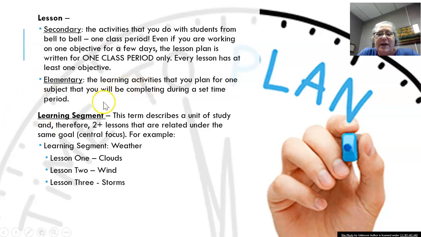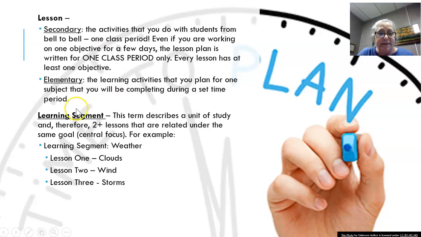Elementary, it's basically the same thing except you probably don't have bells. These are going to be the learning activities that you plan for a particular subject area that you'll be completing during a set time period. So your math lesson, your reading lesson, if you've got groups, you might have a different plan for each group. It just depends on how you set it up.